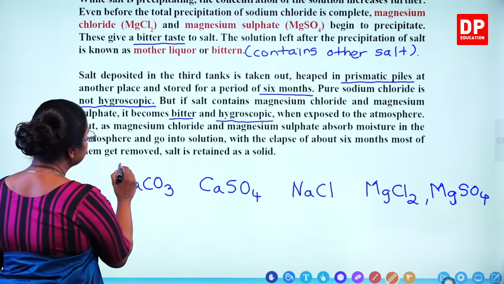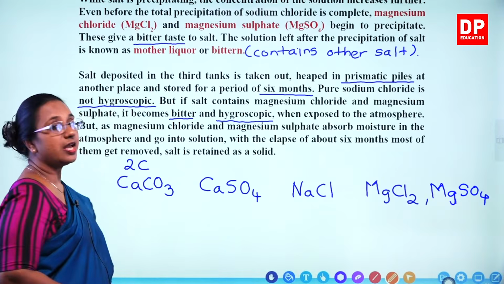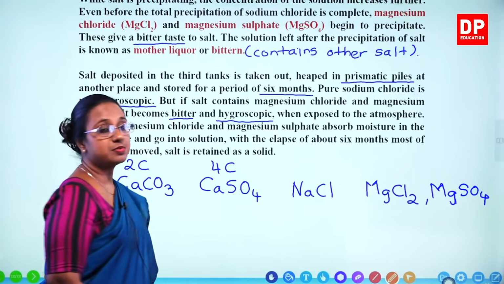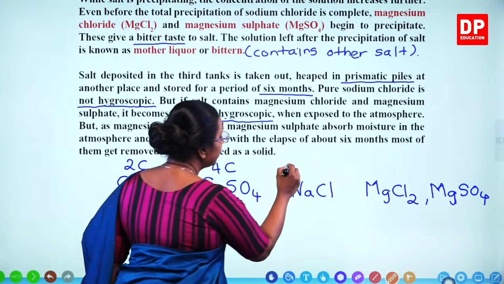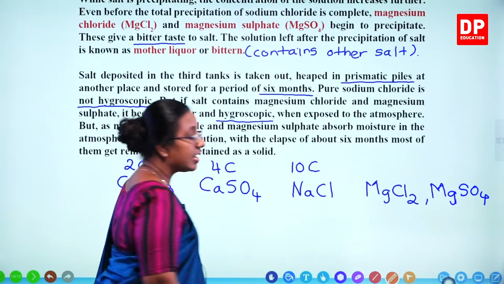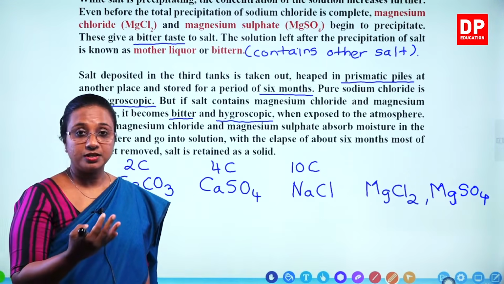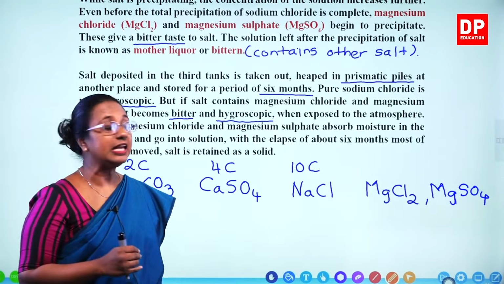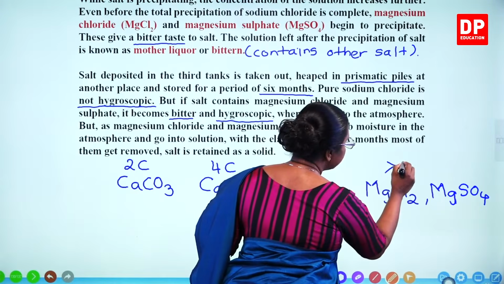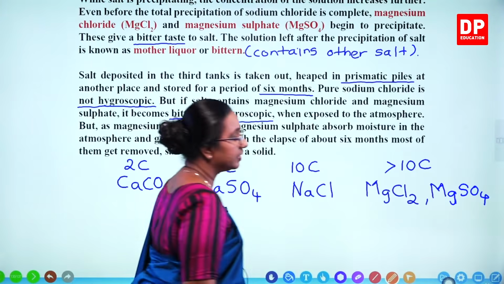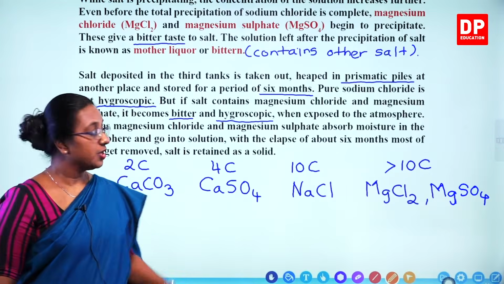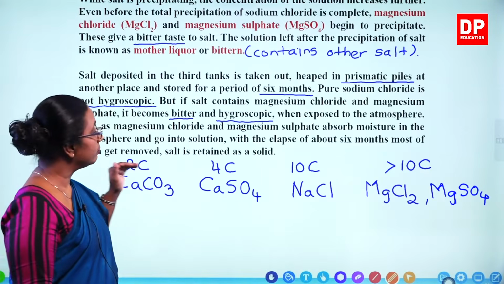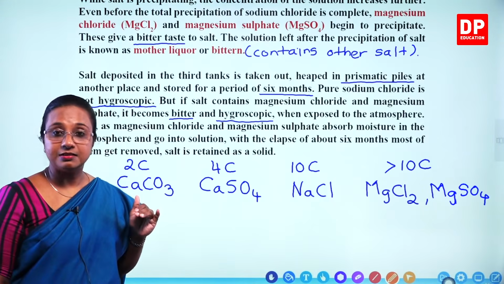You saw that here the concentration was 2 times more than seawater. Here the concentration was 4 times more than seawater. And for sodium chloride, the concentration was 10 times more than seawater. And when sodium chloride started to precipitate, the concentration increases further. So this is more than 10 times of the initial concentration. So as you can see, these compounds precipitated when the concentration increased.